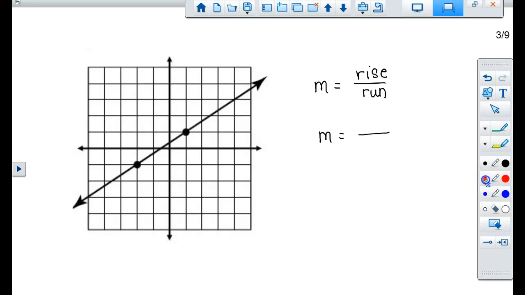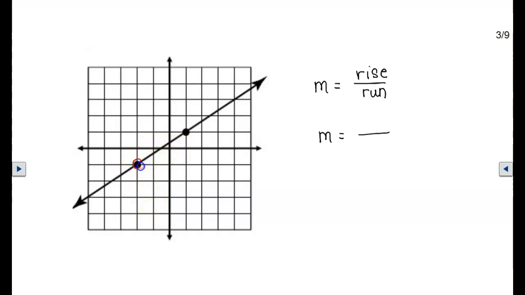Now, when you go to find slope, I always want you to begin at the leftmost point. So begin at the point that is furthest to the left, which would be this one. So I'm going to start here. And what I'm trying to do is travel from this point on the left to this point on the right. So let's talk about the rise part of this. If I wanted to get from this point, the red point, to this point, would I have to go up or down? And the answer is I would have to go up.